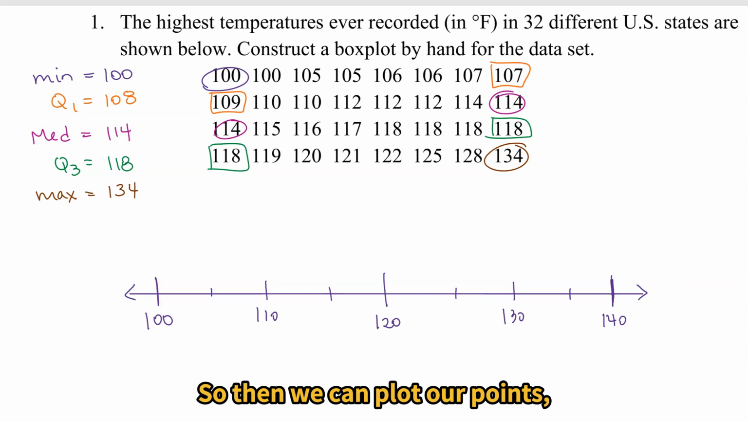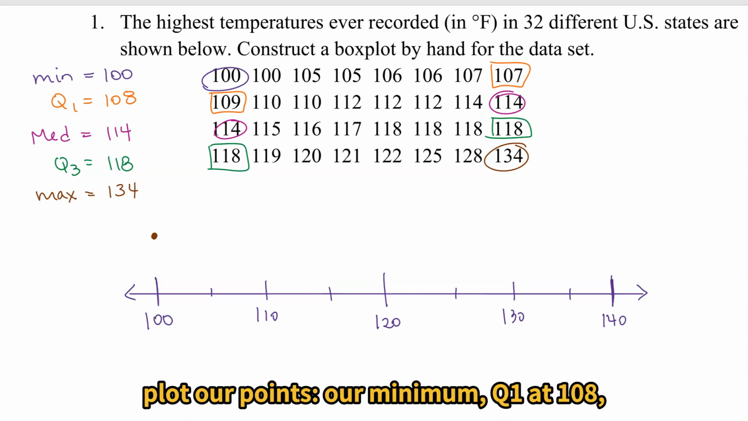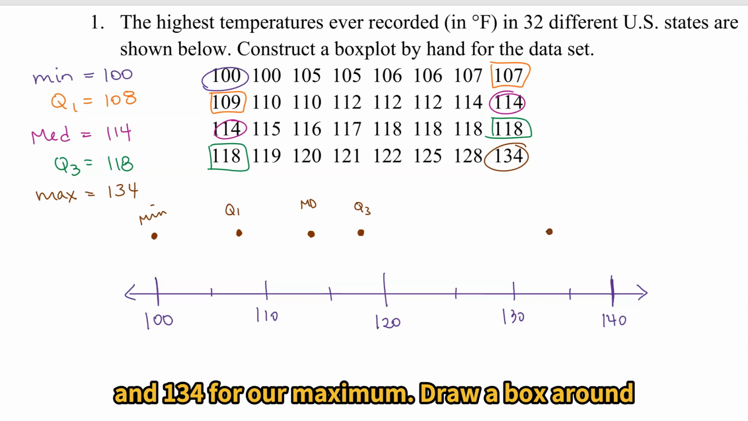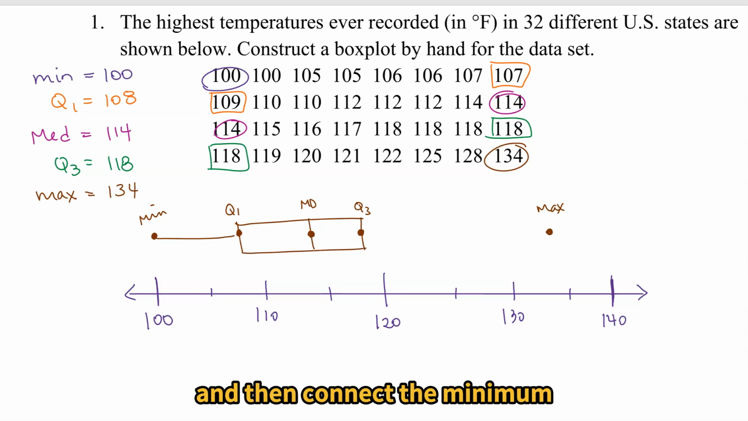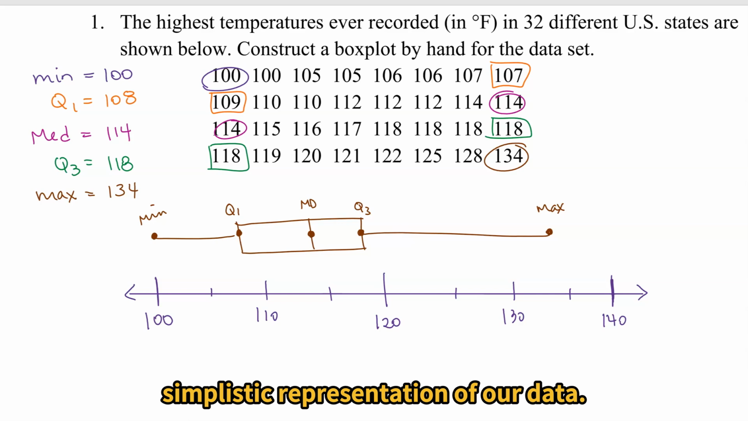Doing this by hand, we can plot our points above the axis. Our minimum, Q1 at 108, 114 for our median, 118 for Q3, and 134 for our maximum. We'll draw a box around Q1 and Q3, a line through the median, and then connect the minimum and the maximum: box and whiskers. Now, this is a very simplistic representation of our data, but let's break down what this actually means.